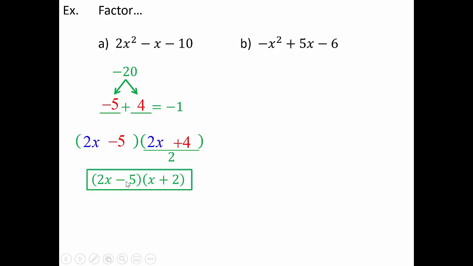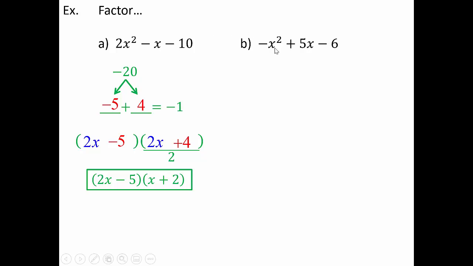be my final answer. Remember that when you're factoring, you can always double check to make sure that it's correct by re-multiplying it through. 2x times x is 2x squared. Negative 5 times 2 is negative 10. And if you do the outside, 2x times 2, and then the inside, negative 5 times x, that's going to give me 4x minus 5x, which gives me the middle term of negative x. So I can check it by multiplying every single time.